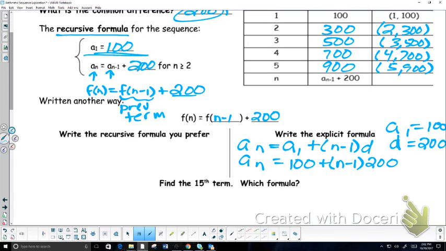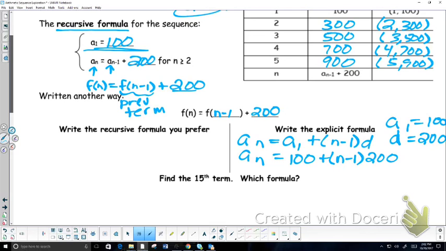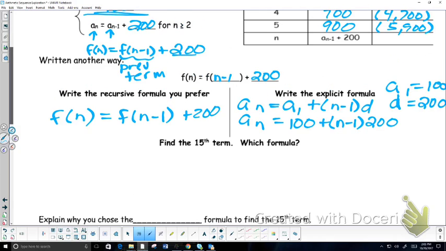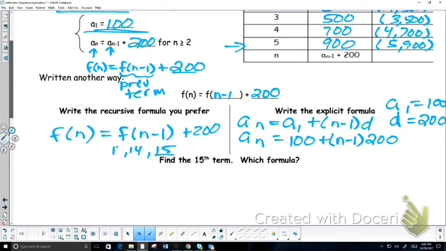Now they want you to find the 15th term. You get to choose which formula you want to use. Say you were to choose this one over here, your recursive one. I want you to understand what that entails. I currently have up to the 5th term. For me to find the 15th term, I'm going to need the 14th, the 13th, the 12th, the 11th, the 10th, the 9th, 7th, and so on. So you have a lot of terms you would have to find.